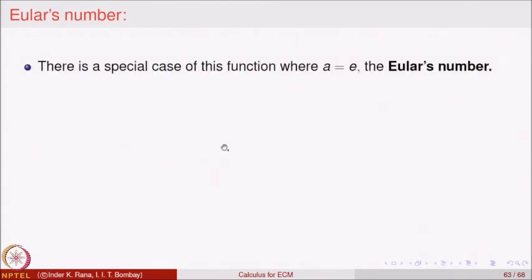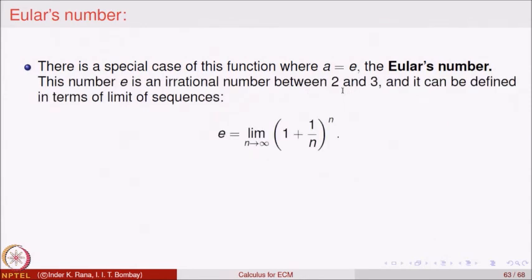There is a special value of a, when a is equal to e. There is a special number called the Euler number. When a is equal to that number, the function is e raised to the power x. This number e is not easy to describe; it is an irrational number, and one way of describing it is to show that the sequence (1 plus 1 over n) whole raised to power n converges, and that number is called e. That is one way of defining the number e.